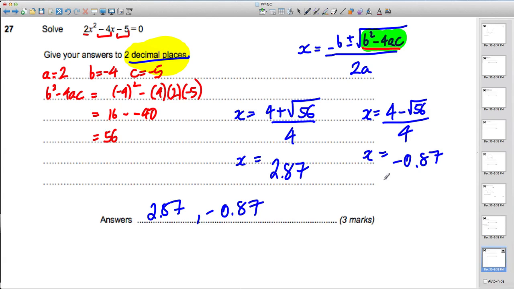Okay, and that's it for this particular paper, and they are all the papers that have come up for the linear. So if you've worked through all these, you have everything you need for the exam in January.